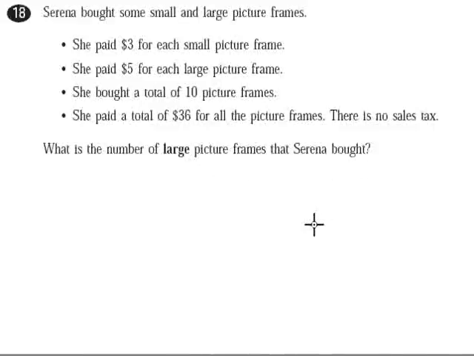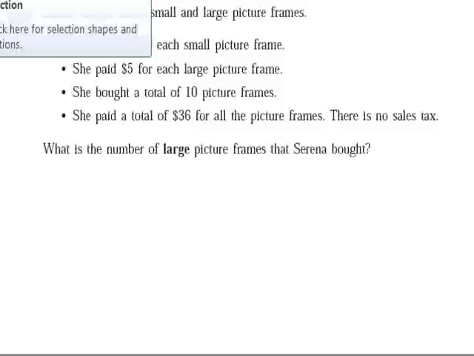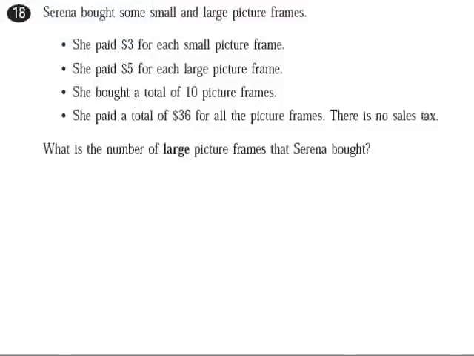Now, I've seen people try to just figure this out by saying, okay, there's 10 picture frames. What if I make 5 small and 5 large? Well, that doesn't work. And then they just keep experimenting until they find out which one's the right one. The way you should approach this is by using simultaneous equations, which means you pick out values for each.